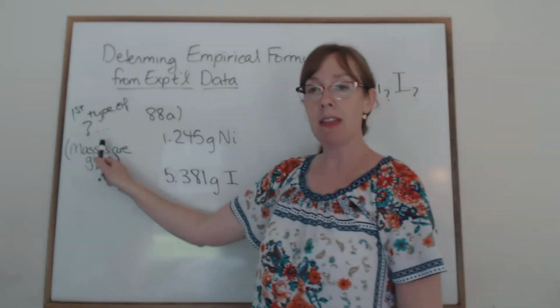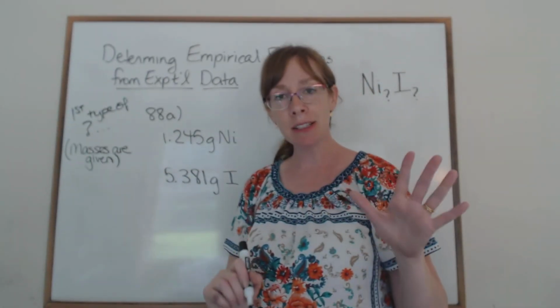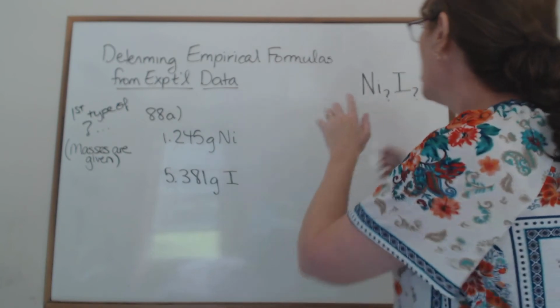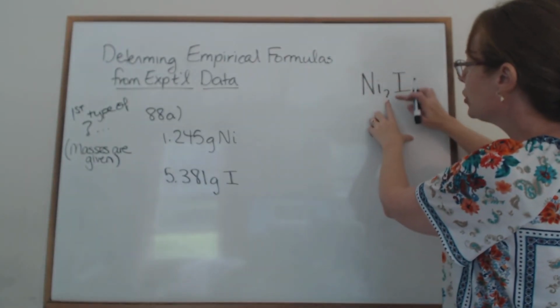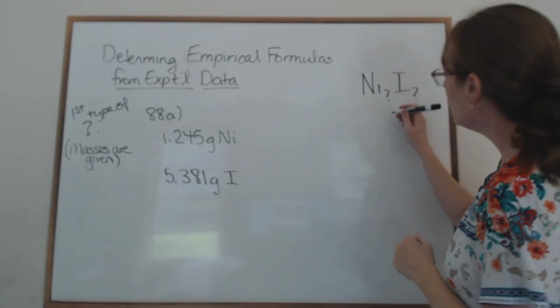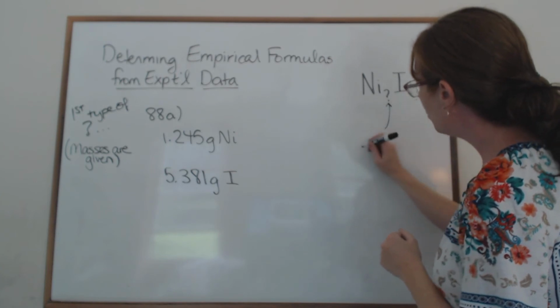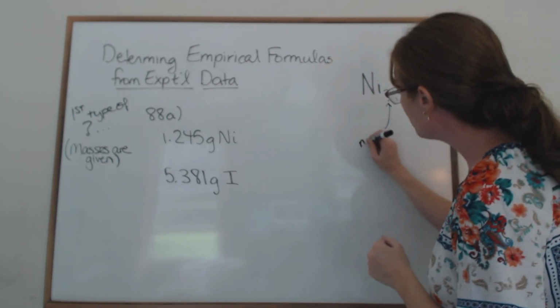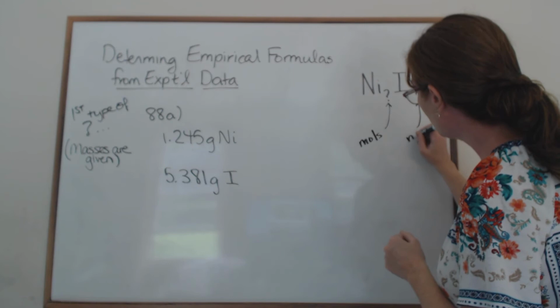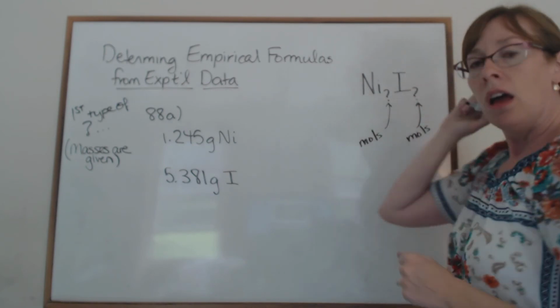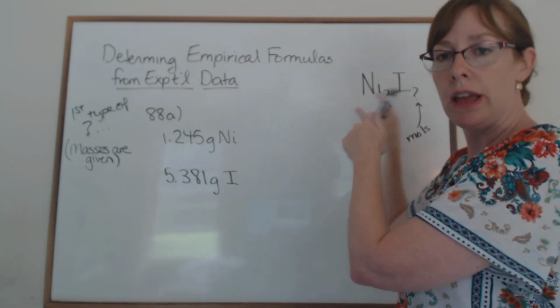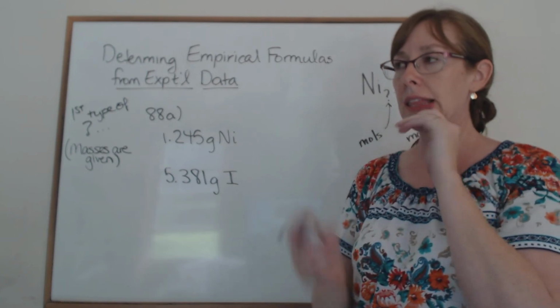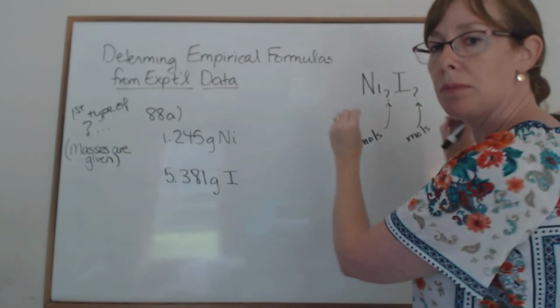So if you are given the masses, here's how you want to attack this. When you are trying to figure out the subscripts, I want you to think about the subscripts as the moles of each one, the moles of nickel and the moles of iodine. The unknown subscripts are really the number of moles of each.